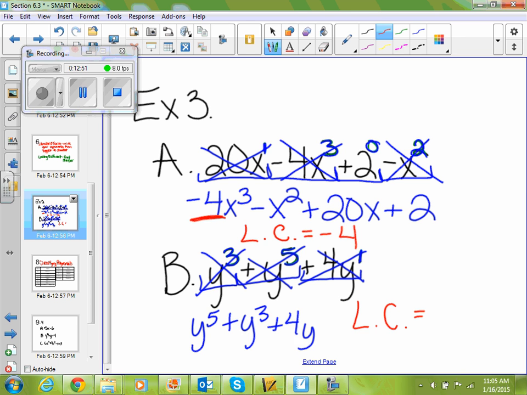So if I look out front, there isn't a number there, right? But what number do we know is there if it's not a number? 1, right? There's always a number 1 out front if there's not a number there. So we know that my leading coefficient is actually 1.